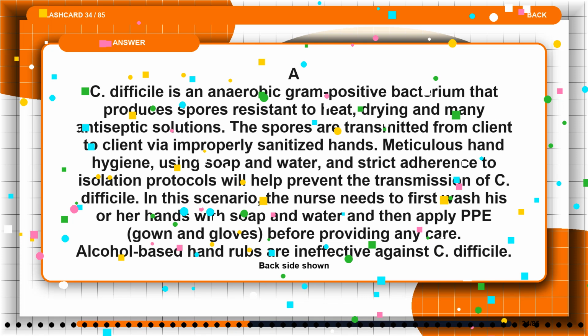The answer is A. C. difficile is an anaerobic gram-positive bacterium that produces spores resistant to heat, drying, and many antiseptic solutions. The spores are transmitted from client to client via improperly sanitized hands. Meticulous hand hygiene, using soap and water, and strict adherence to isolation protocols will help prevent the transmission of C. difficile. In this scenario, the nurse needs to first wash his or her hands with soap and water and then apply PPE, gown and gloves, before providing any care. Alcohol-based hand rubs are ineffective against C. difficile.